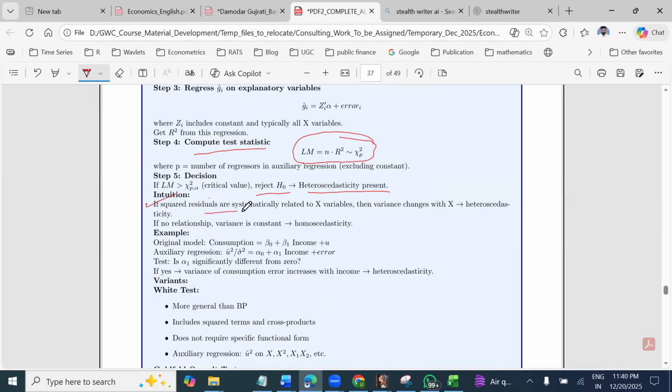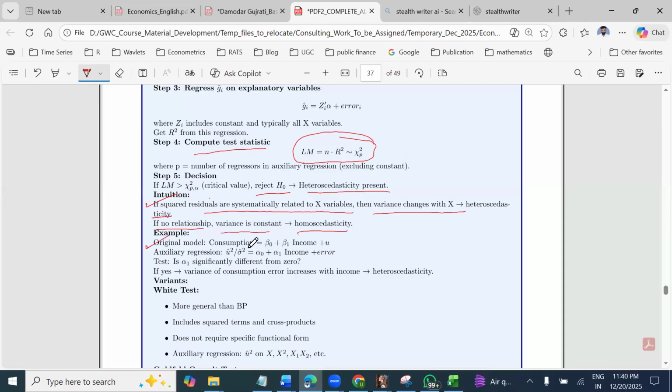If squared residuals are systematically related to the x variable, then the variance changes with x. It means there is heteroscedasticity. And if there is no relationship, then the variance is constant. There is homoscedasticity. One example is given over here.